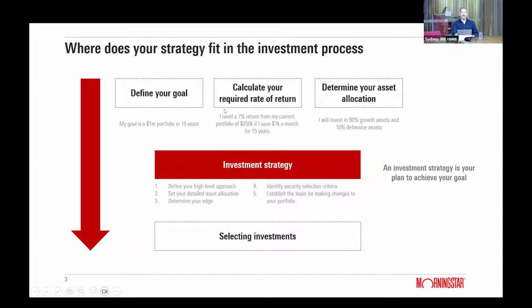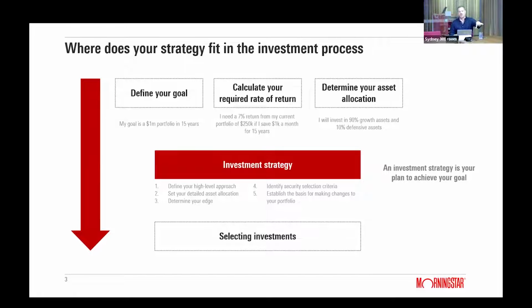Now I can say I need a 7% return. And this is accurate, by the way, from my current portfolio of $250,000. If I save $1,000 a month for 15 years, that will get me to my goal of $1 million. And then a high-level asset allocation. We'll spend some time talking about asset allocation today, so I won't go too much into it. But at a high level, what do you want to invest in?